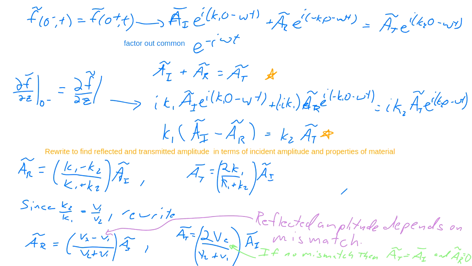And notice we could have speeding up or down. For example, if the speed is greater in the second material, then you'll get a reflected amplitude that is in phase, because you get V2 minus V1, still a positive number. So it might be a different magnitude, but it's still in phase. But if you go from a faster material into a slower material, if V1 is bigger than V2, then you pick up a minus sign in addition to a change in magnitude. And what does a minus sign do? That reverses the amplitude, so that is 180 degrees or pi out of phase with the incident wave.